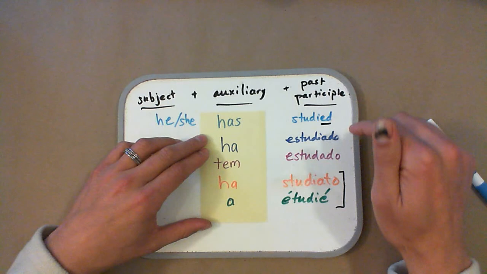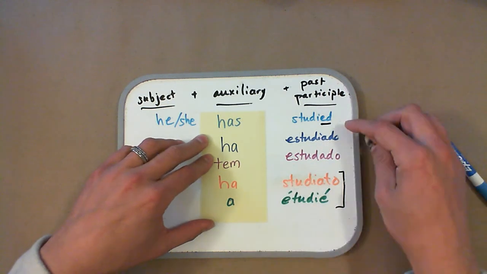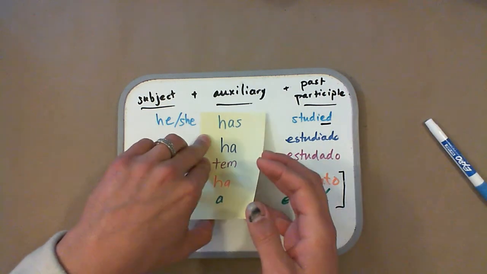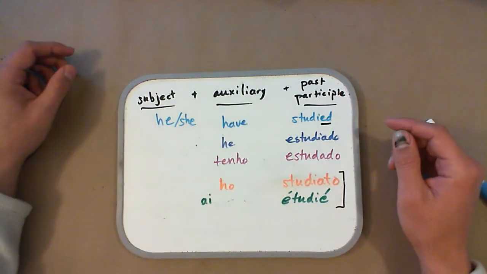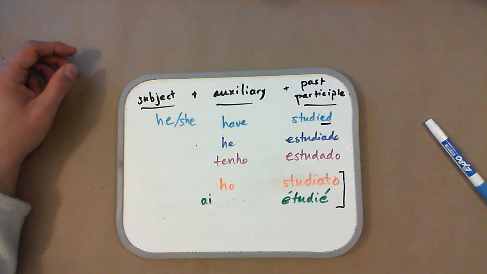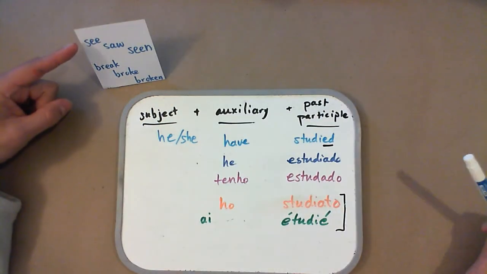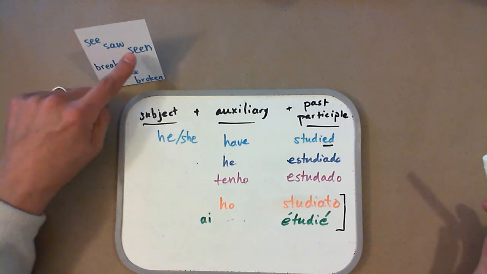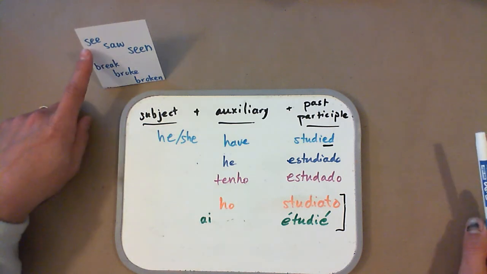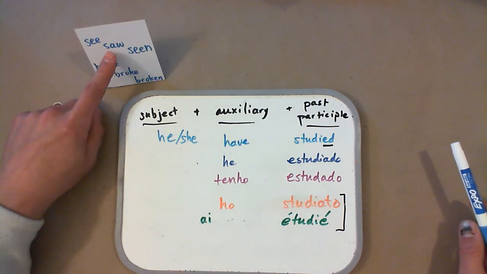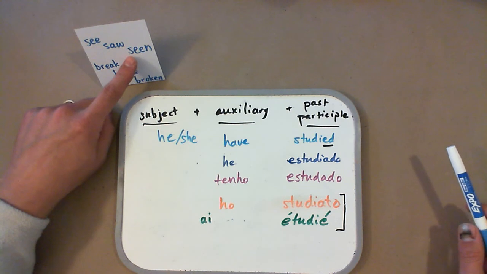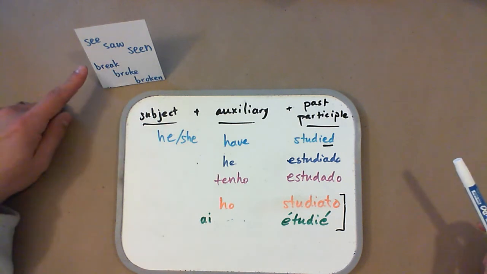I think that's it for the formation. Now, the past participle, if it's a regular verb, it's very easy to make in all these languages. But all of them also have irregulars. In English, we have these. We often memorize them like this. We say something like see, saw, seen. So like, I see the movie. Yesterday, I saw the movie. And now I have seen the movie.